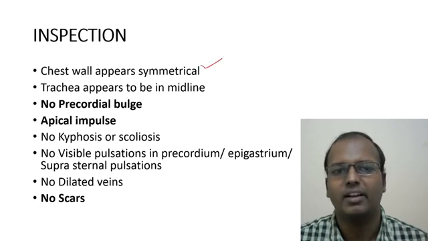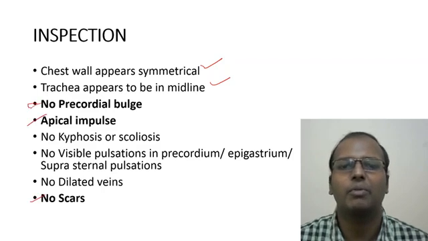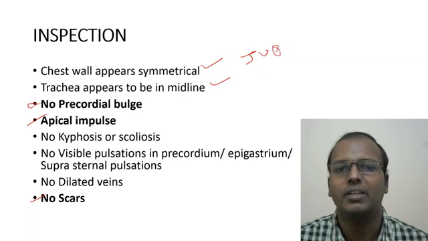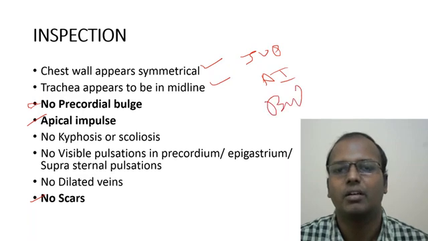Chest wall appears symmetrical, trachea appears to be in midline. Three points are very important: precordial bulge, apical impulse, and scars. My professor used to teach me there are three points which you should check in inspection, which include JVP, apical impulse, and your precordial bulge.